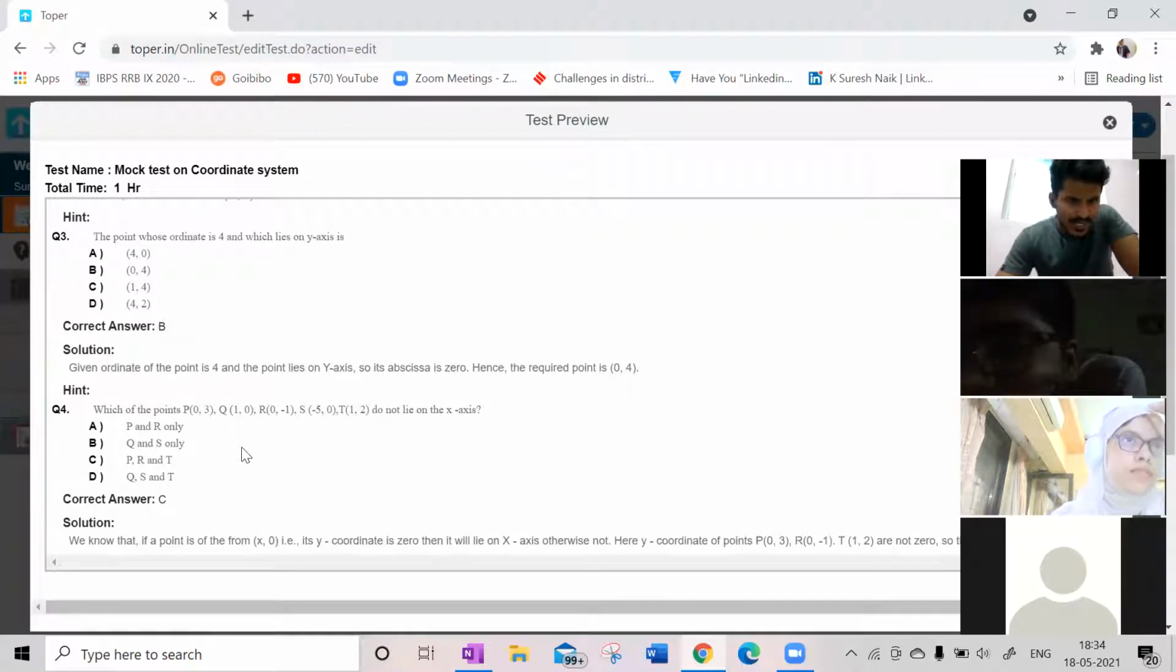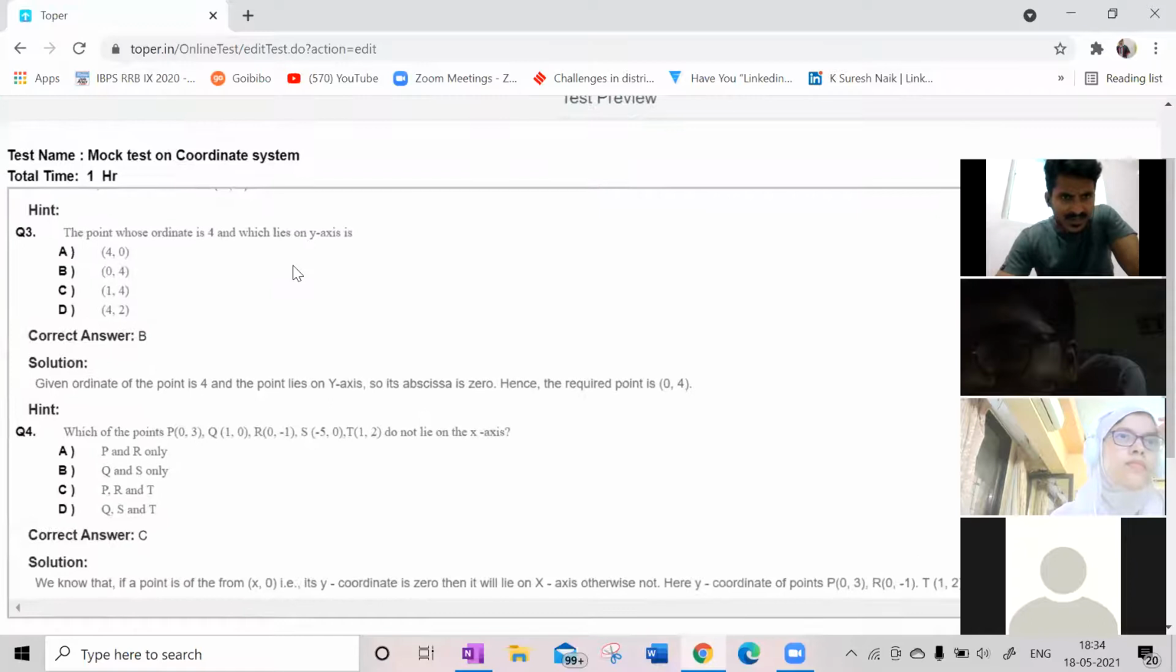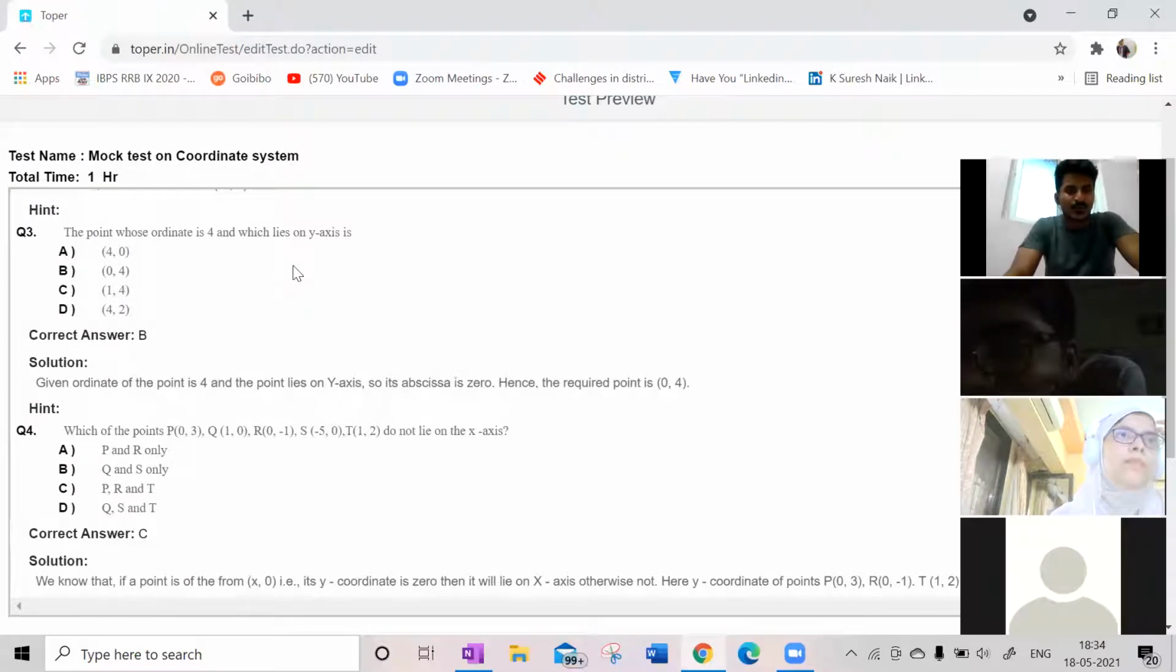Points whose ordinate is 4, which lies on the y-axis. On the y-axis, the x coordinate will be 0. So (0, 4) is the answer. Option B is correct.